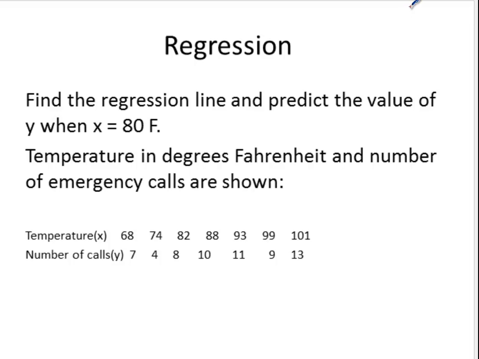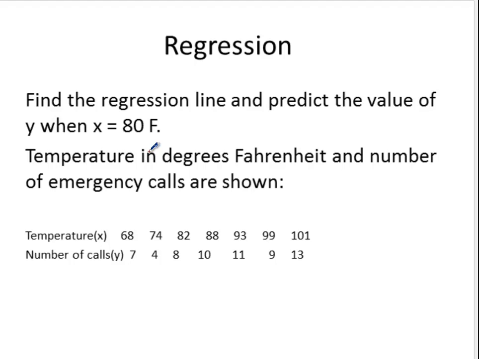Hello, today I'm going to show you how to use StatCrunch to come up with a regression line and how to predict a value. So in this particular example, we're looking at trying to see if there's some type of correlation between temperature and the number of emergency calls made. So I listed the temperatures as my X values and I listed the number of calls as my Y values. So we're going to figure out a regression line and then we're going to predict the number of calls when the temperature is 80 degrees.